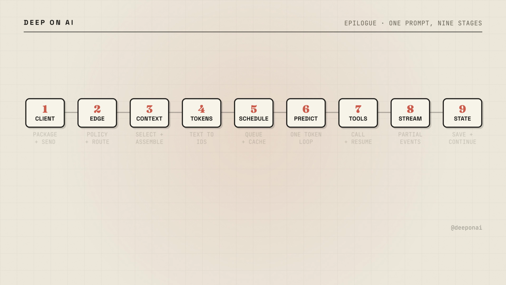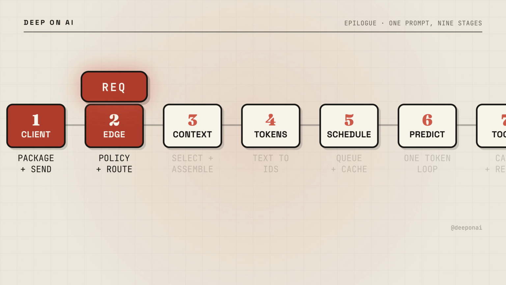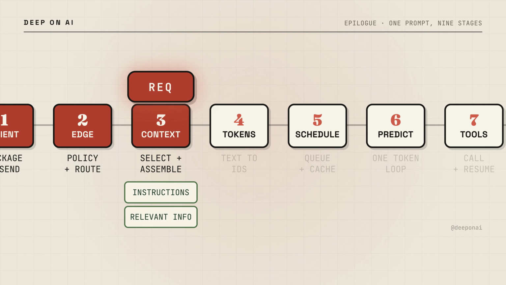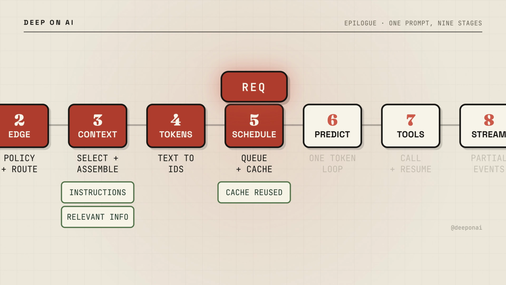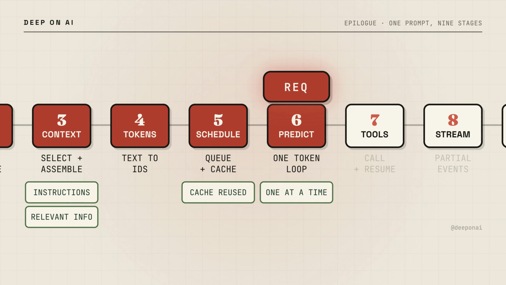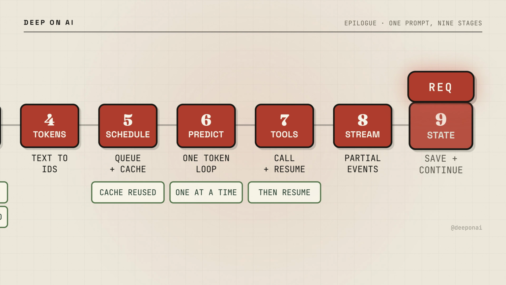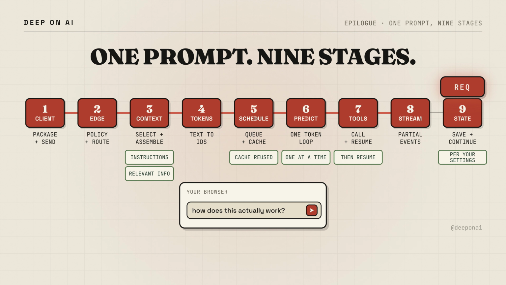So what happens after you press send? The client packages your request. Edge systems accept and route it. A context builder assembles the instructions and relevant information. The text becomes tokens. The work is scheduled, with cached computation reused when possible. The model predicts 1 token at a time. It may call tools and resume. Partial output streams back to your screen, and the interaction becomes part of the product's conversation state according to your settings. One ordinary prompt touched an entire distributed AI system before the answer felt instant.